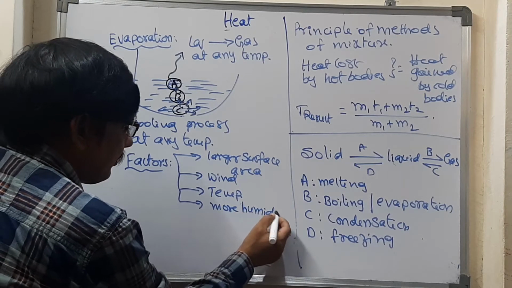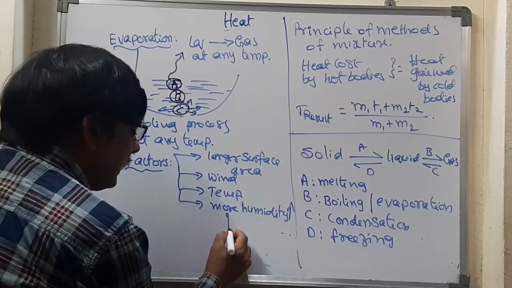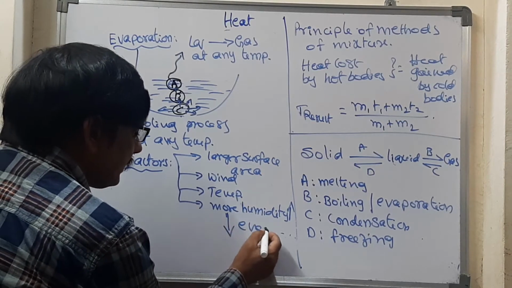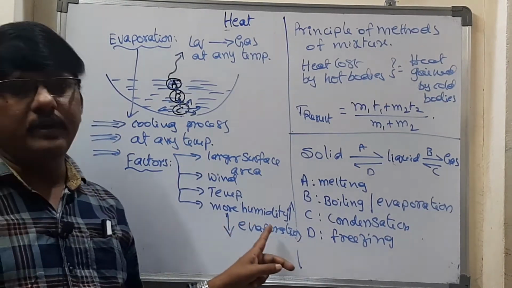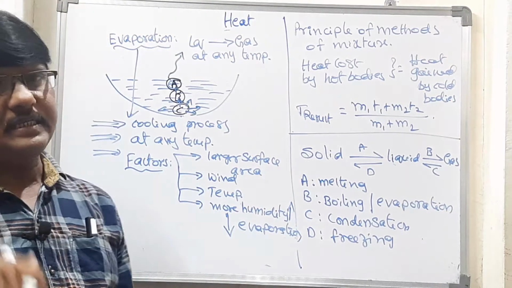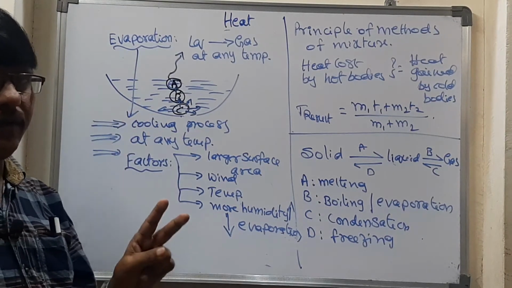Amount of water vapor present in the atmosphere. More humidity means less evaporation. This is the reverse. Remaining all are the same, only this part is separate. More humidity, less evaporation. So these are all the factors about evaporation. Okay, got it? What is meant by evaporation?